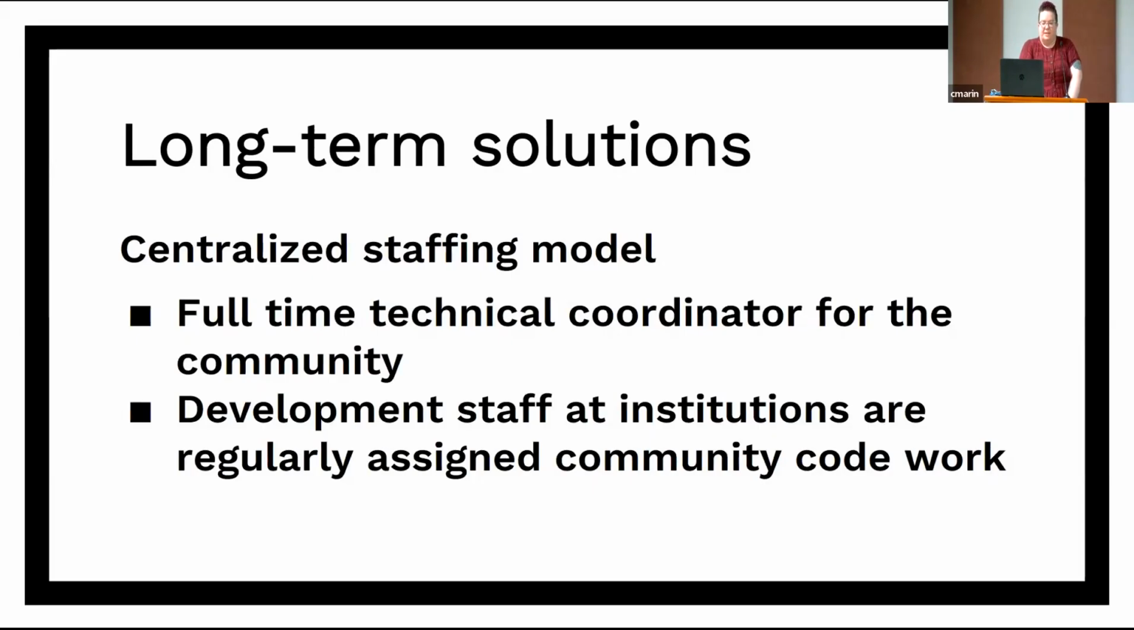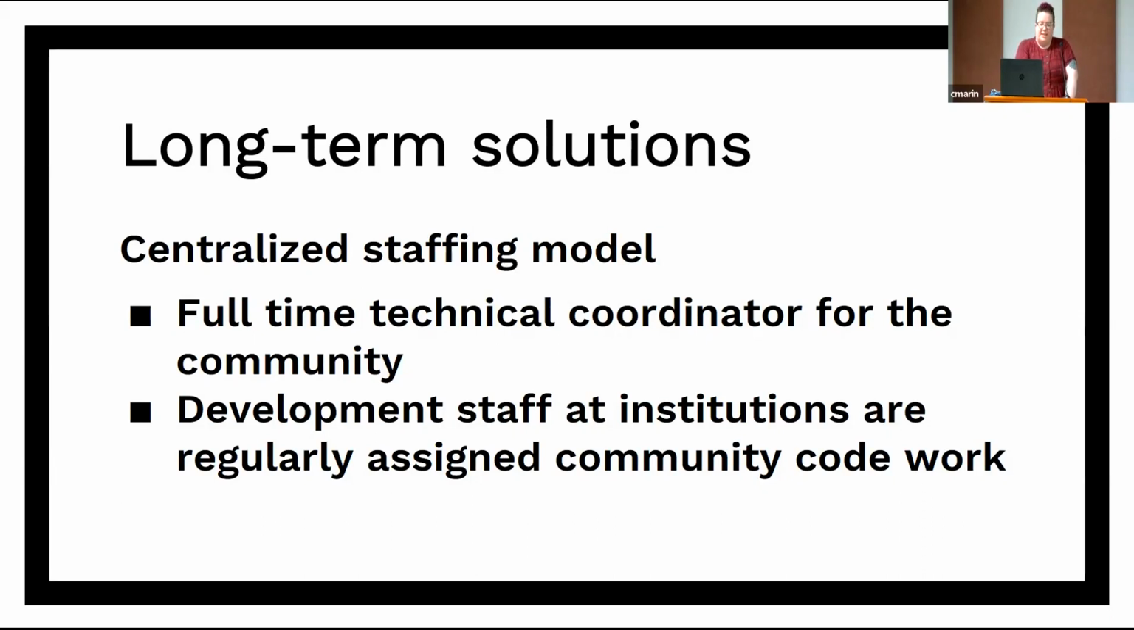Another is, of course, centralized staffing. For Samvera to have a full-time technical coordinator would be the technical mirror to myself. We'd have to double the amount of money that we bring in every year. It's a very expensive position. Something that we really want to do. We have to figure out how to do it.